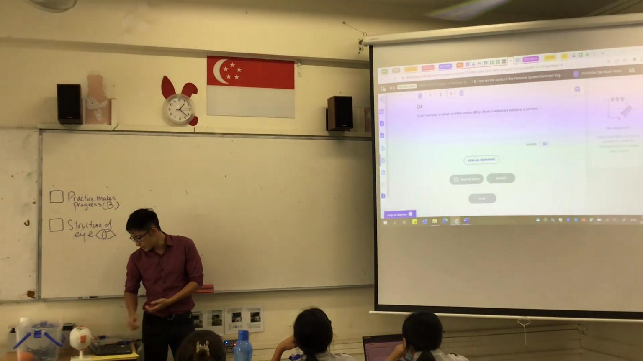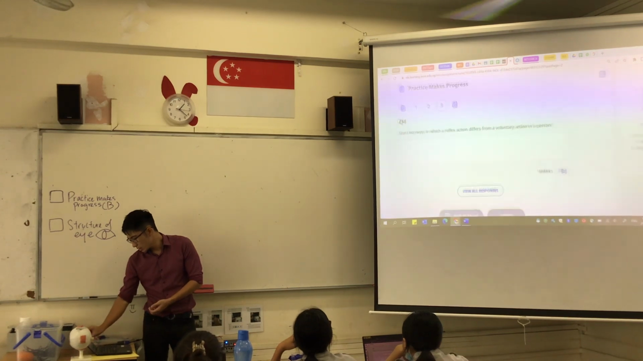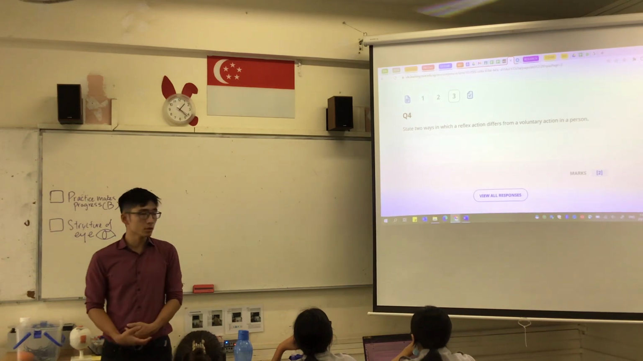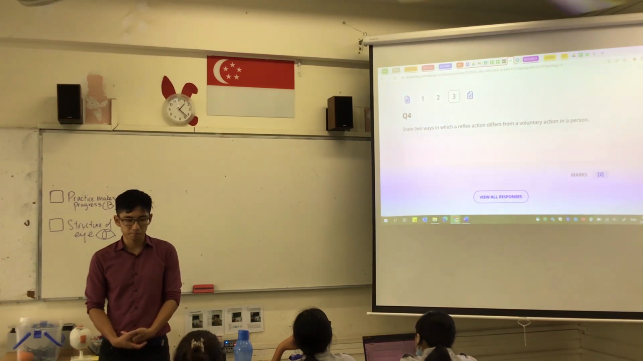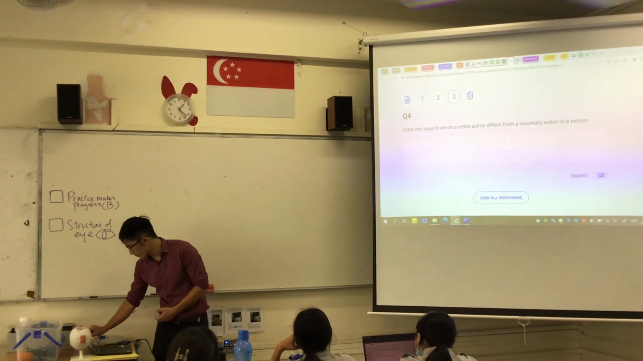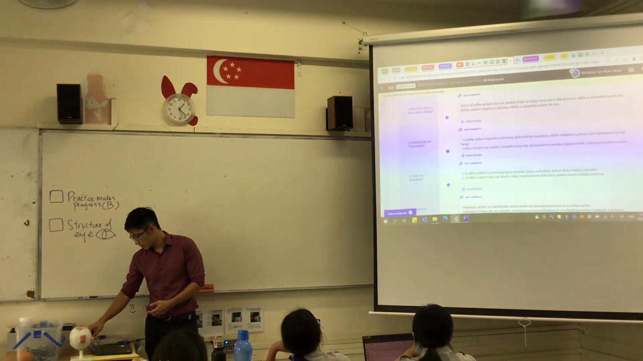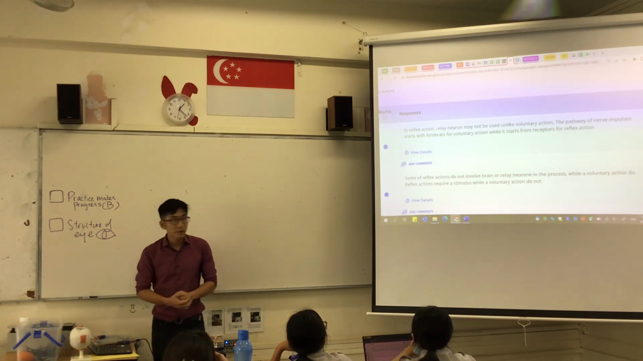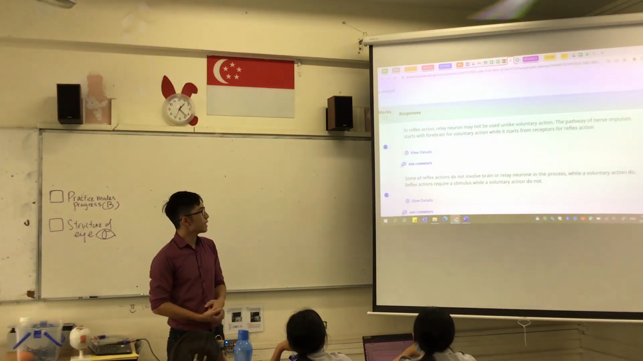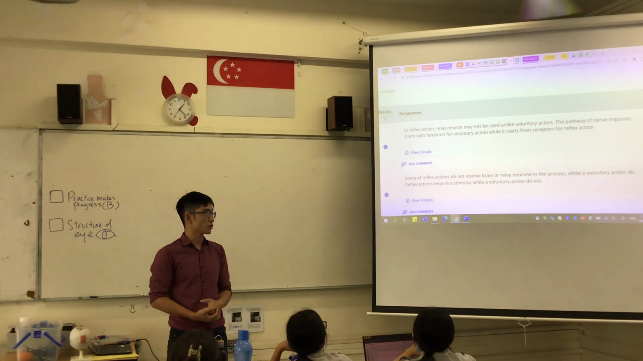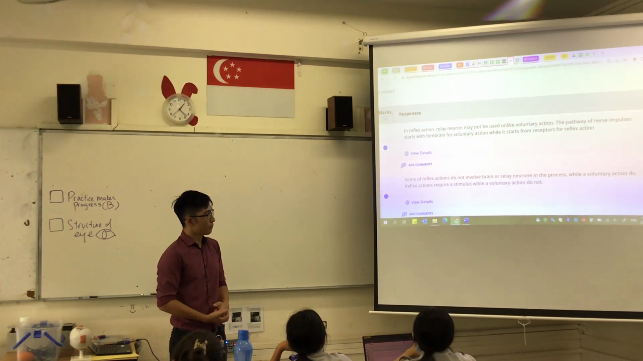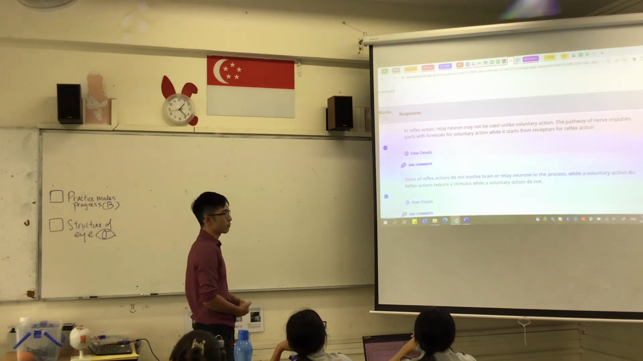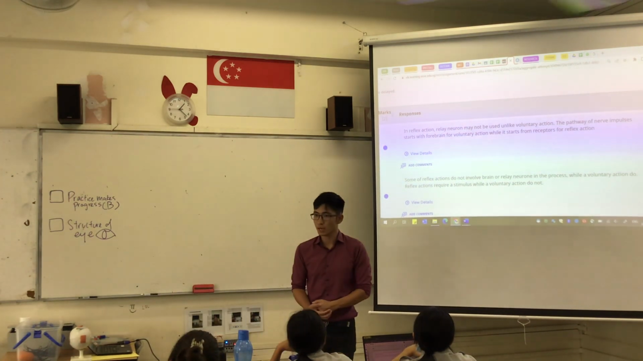Last but not least, this is another. They ask you to state two ways that a reflex action could be different from a voluntary action. Let's look at some of your responses. First one: in a reflex action, a relay neuron may not be used, unlike in a voluntary action. The pathway of nerve impulse starts from the forebrain for voluntary, or it starts from receptors for reflex. I think that's okay.